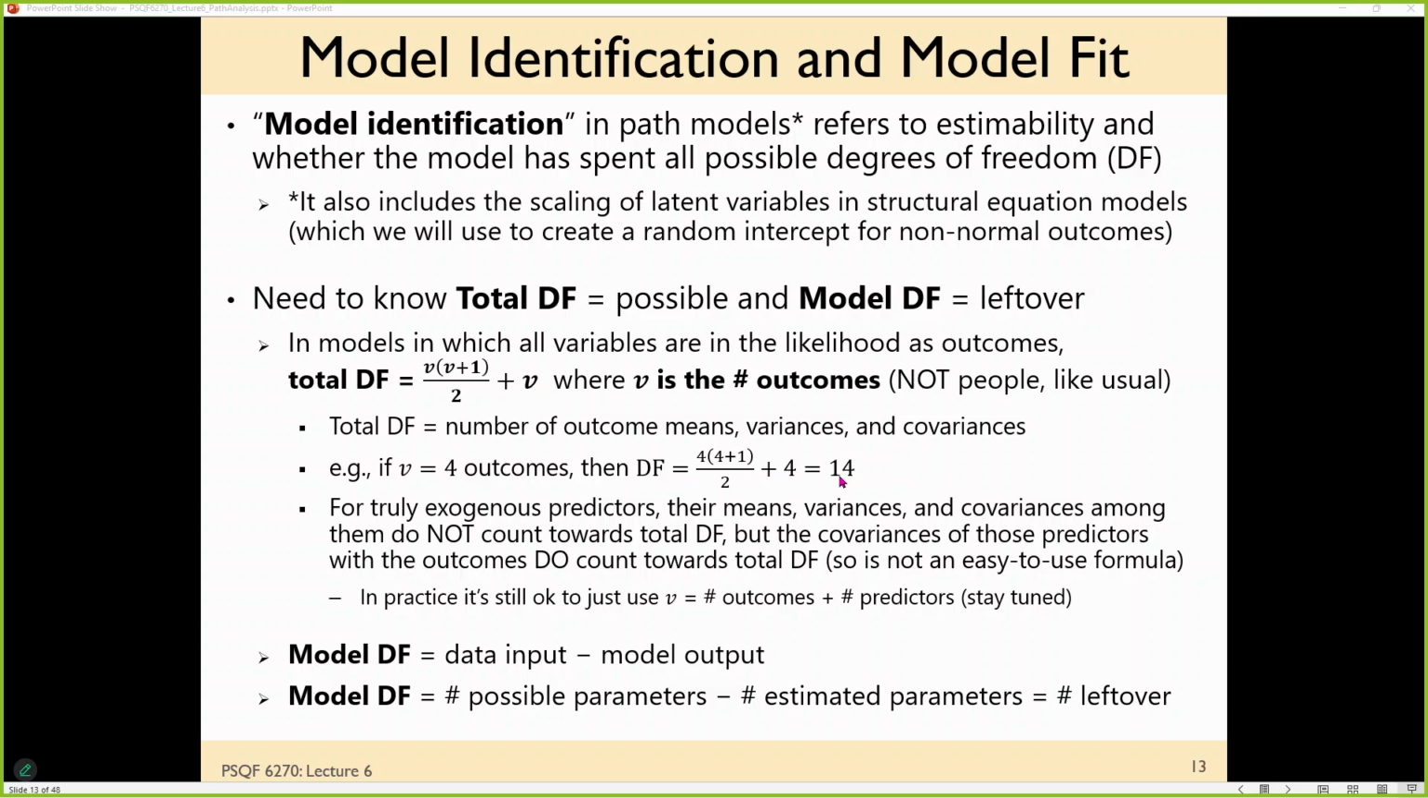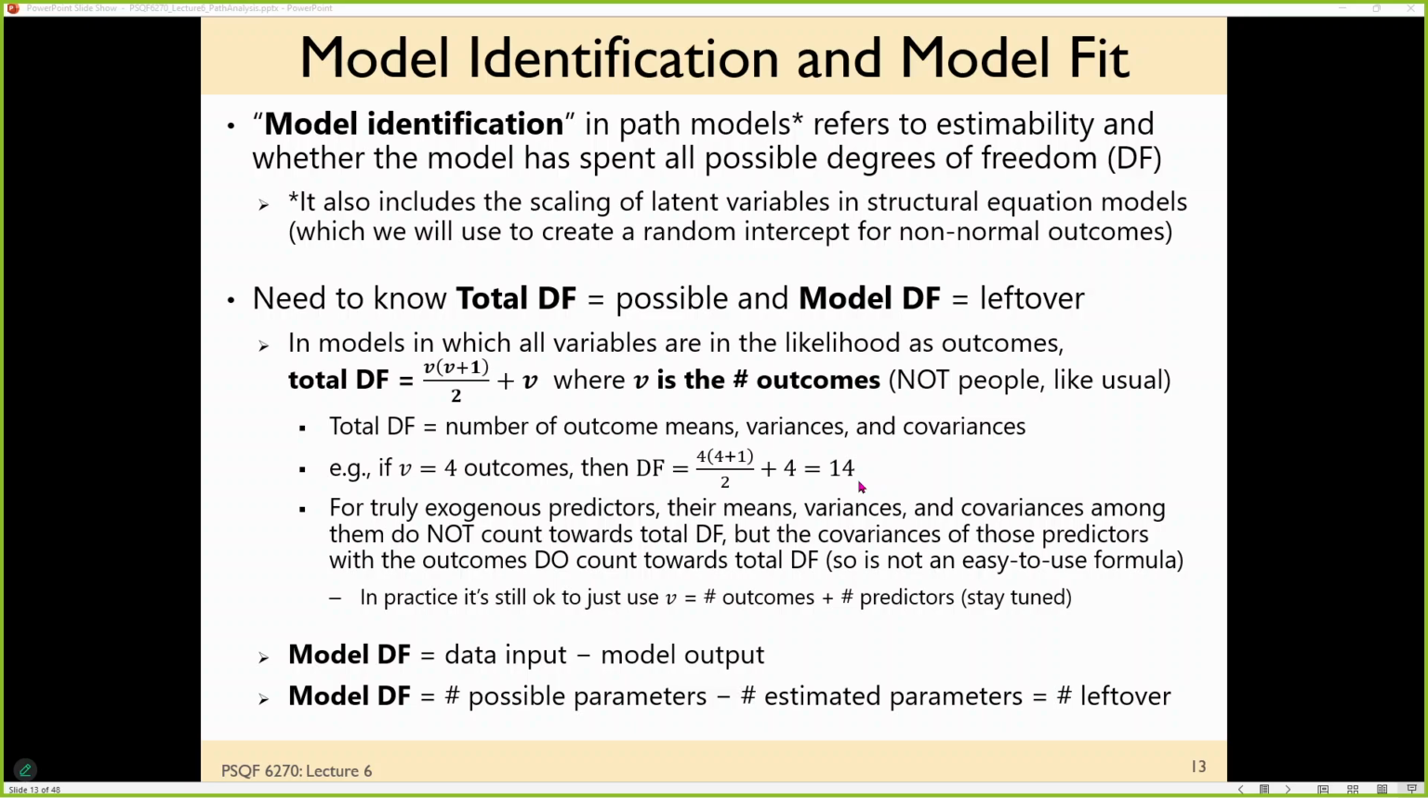So here's an example with 4 variables. There's 14 total. The question then is, how many do I need to fit my model? How many am I going to spend? And you can think of this like points or money. If I have 14 degrees of freedom, how many can I spend? 14. Yeah.